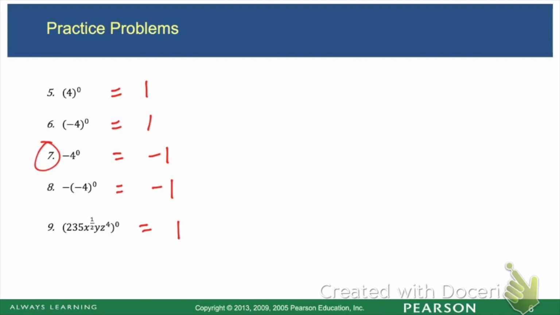And like I said, if you don't believe me, put them in your calculators exactly the way you see it. Number 6, you would put parentheses in your calculator exactly the way you see it. And number 7, you would not put parentheses around it. And your calculator will tell you.